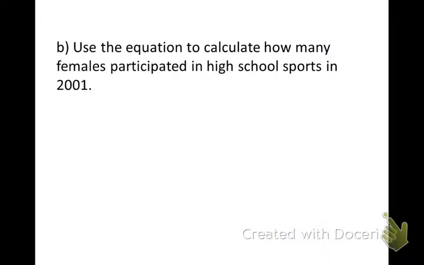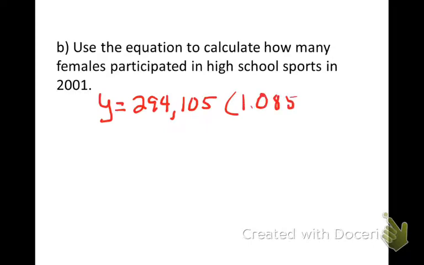And now use that equation to calculate. Let me write down the equation: y equals 294,105 times 1.085 to the t. 1971 to 2001 would be 30 years, so we're just going to substitute a 30 in here for the t, instead of writing the equation over again.